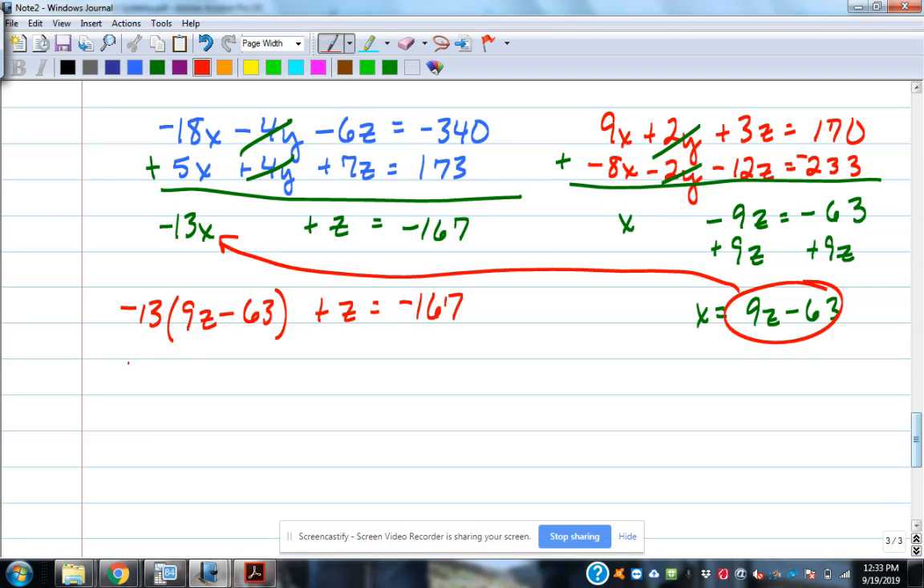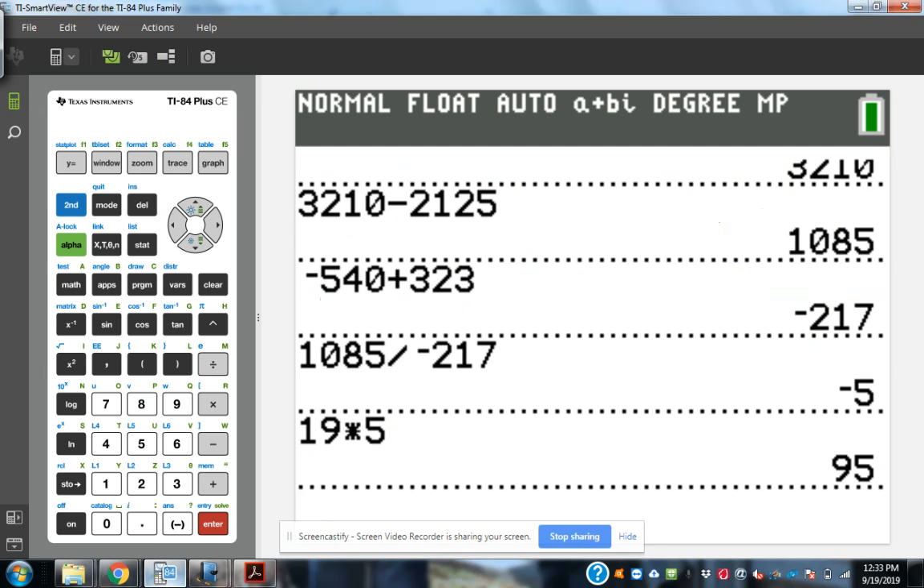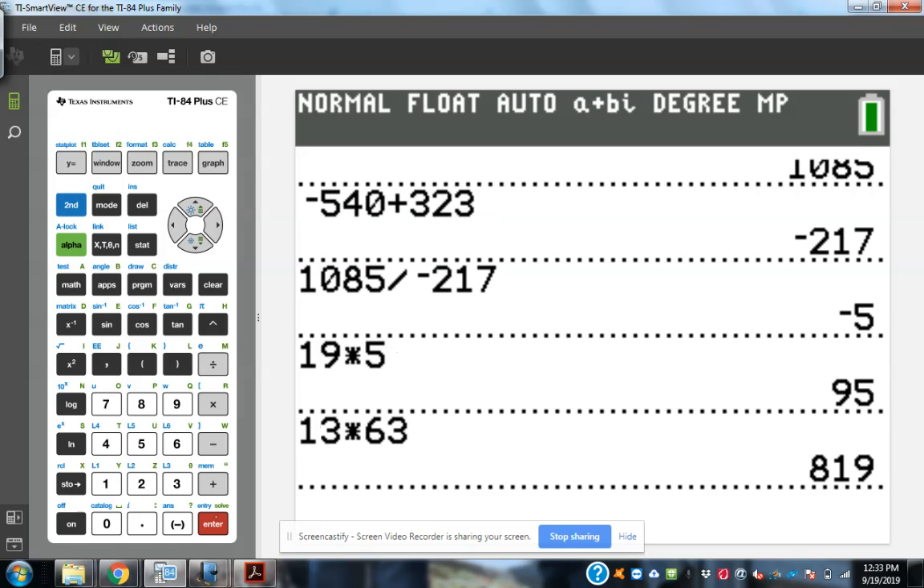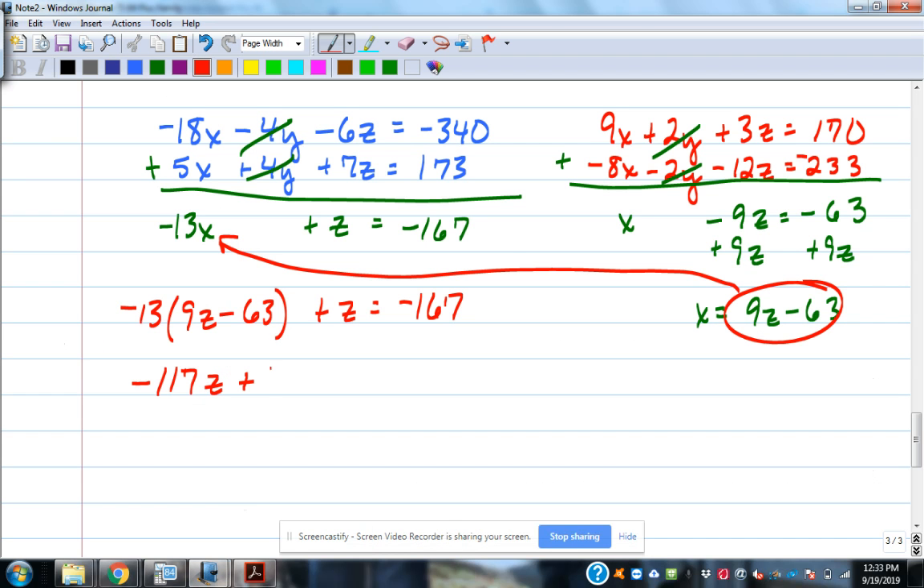And then distribute negative 13 times 9 to be negative, how much? 117z. Negative 13 times negative 63 will be a positive something. How much? 78. Oh, 13 times 63. 819. Plus z is equal to negative 167.